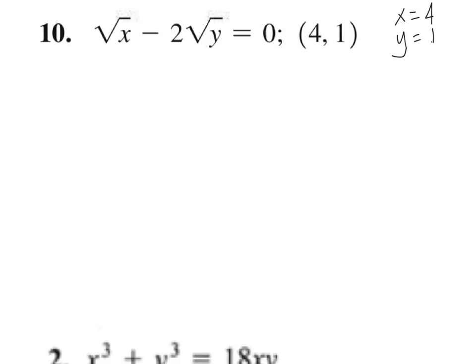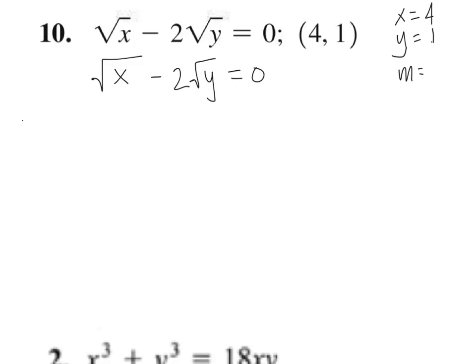But I don't know what my slope is, and I'm trying to find my slope. The way I can find my slope is if I calculate dy dx. So let me rewrite my equation here. I've got the square root of x minus 2 times the square root of y is equal to 0.